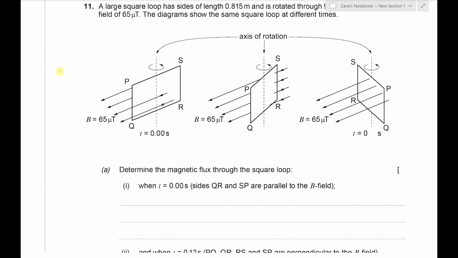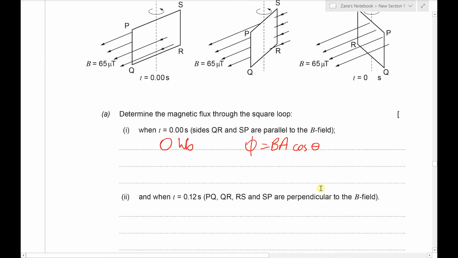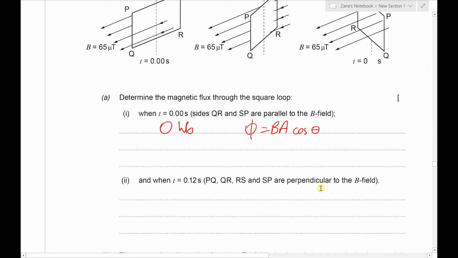Well, hopefully just looking at the diagram you can see that none of the flux is actually passing through the loop, so we could simply write 0 Webers. Or, if we prefer, we could use the formula for magnetic flux, which is BA cos theta. Theta here is the angle between the magnetic field lines and the normal through the face of that coil, and that would be 90 degrees, and cos of 90 is 0, so whichever way we do it we end up with 0 Webers.